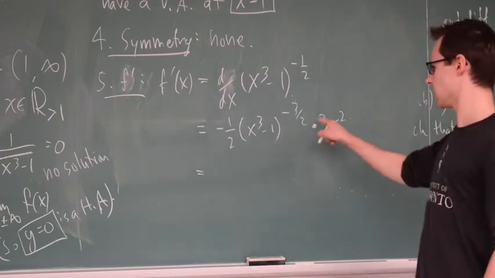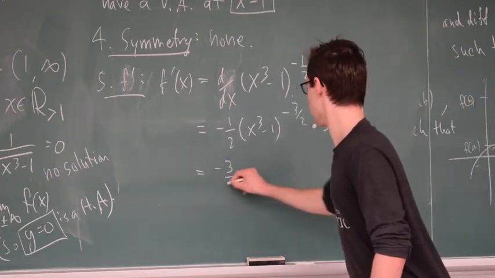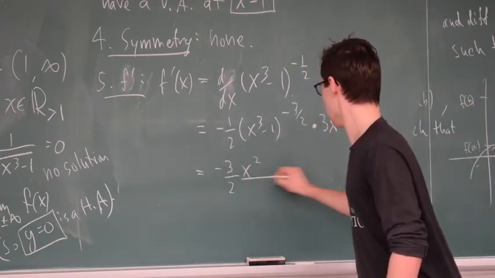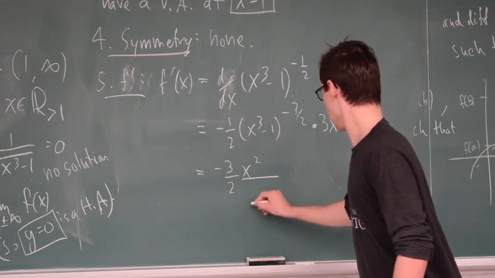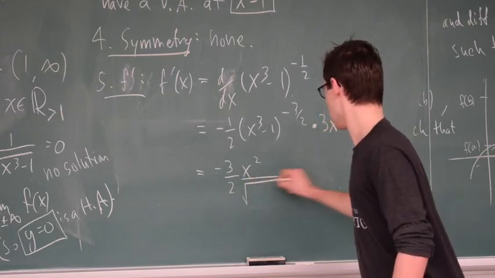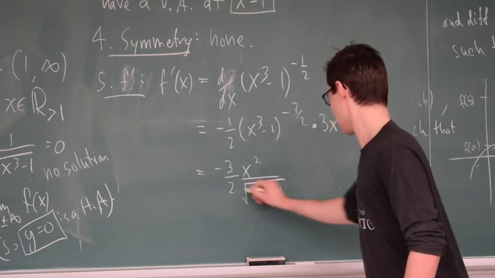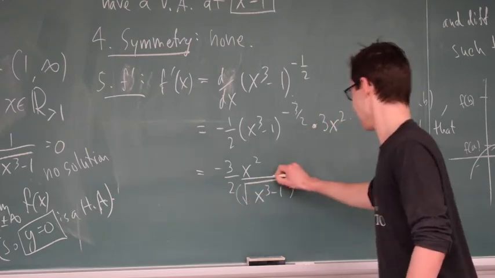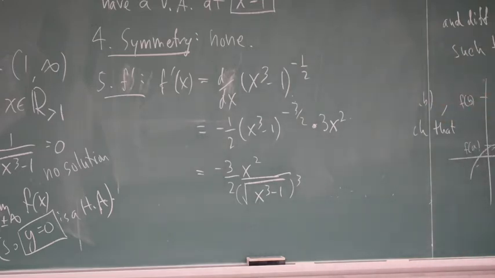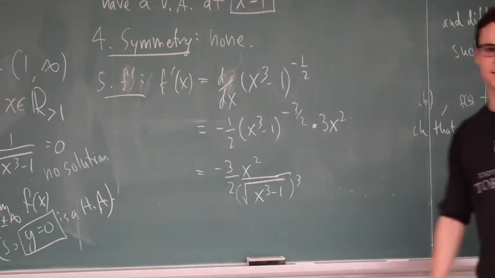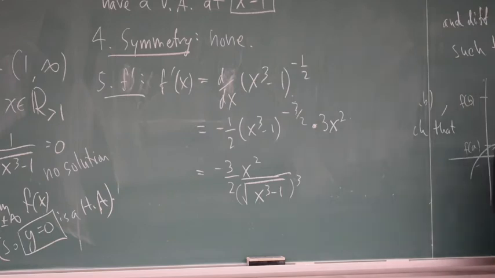This is a multiply sign. This is negative 3 over 2 x squared over the square root of x cubed minus 1 cubed. Yeah, okay. All right, nasty looking function. But at least it's easy to work with, right?